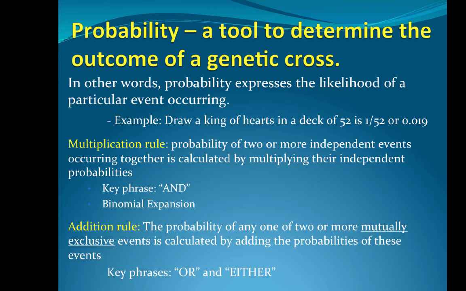So in order to find out what a genotype is going to be, we use the rule of probability. Probability is a tool that helps us determine the outcome of a genetic cross. You are going to be doing quite a bit of calculations and math in this chapter. There are two major rules associated with probability. The first one is the multiplication rule, which I'm sure you're all familiar with at some point. This calculates the probability of two or more independent events occurring together, and it's calculated by multiplying the independent probabilities.